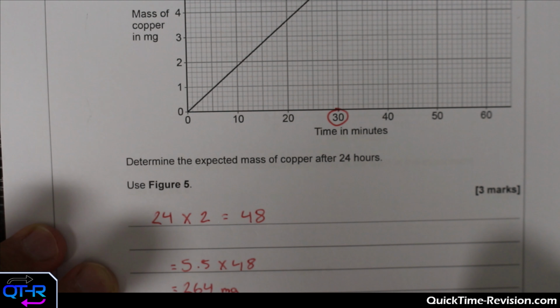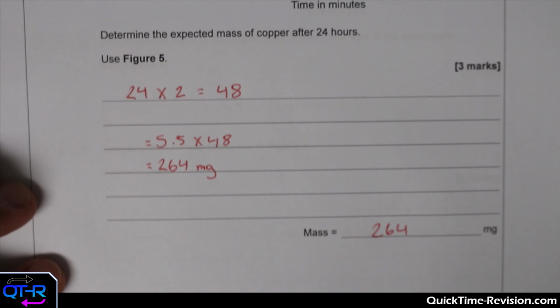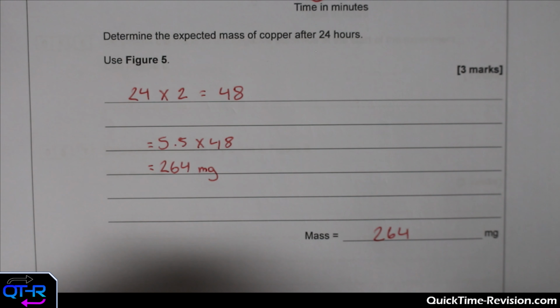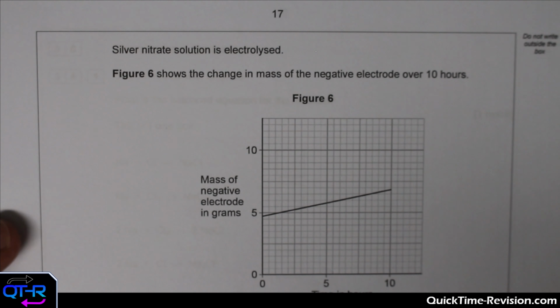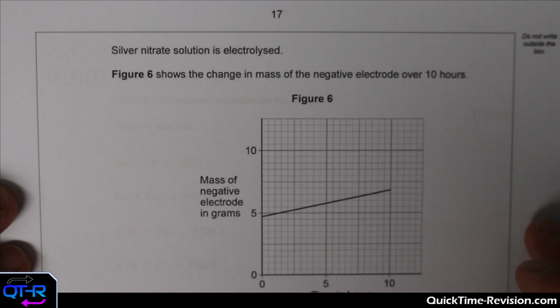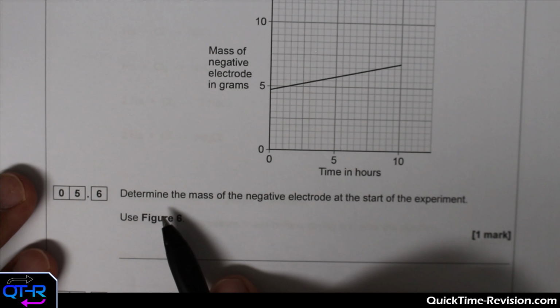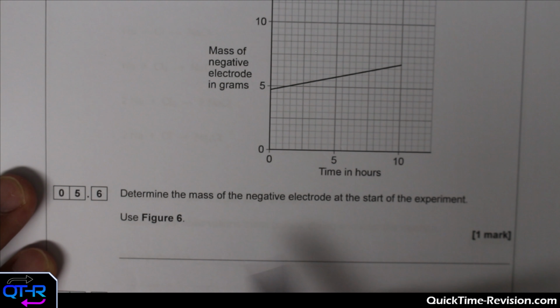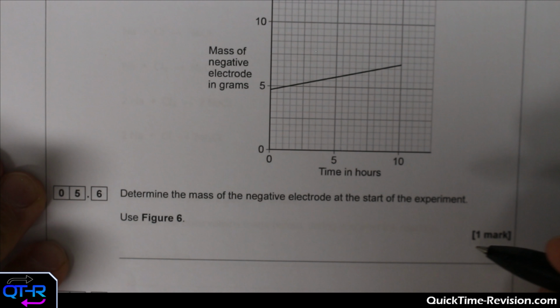And 264, again, it's not asking me for significant figures, it's not asking me for decimal places, so just the 264 is absolutely fine. Let's go to question 5.6. Okay, silver nitrate solution is electrolyzed. Figure 6 shows the change in mass of the negative electrode over 10 hours. Okay, determine the mass of the negative electrode at the start of the experiment. Use figure 6.